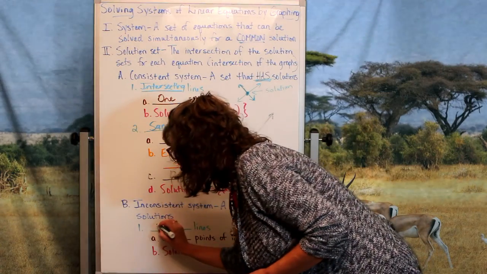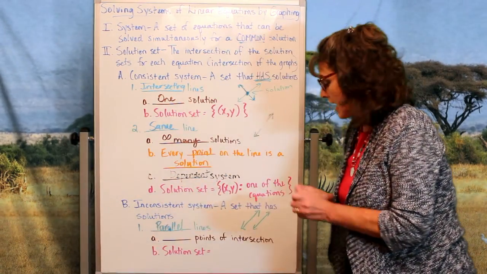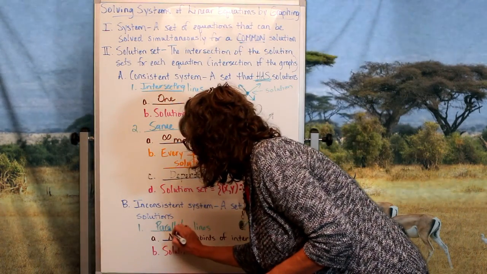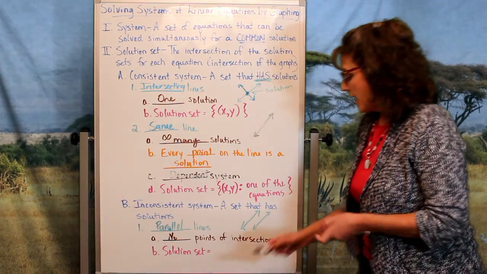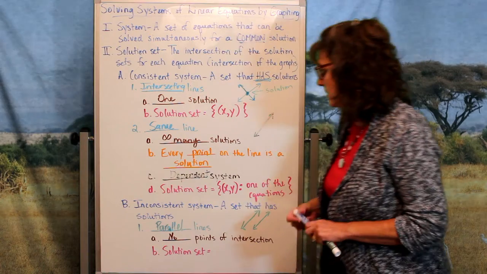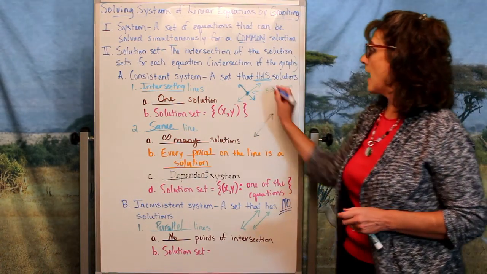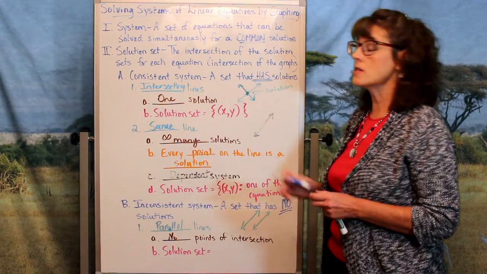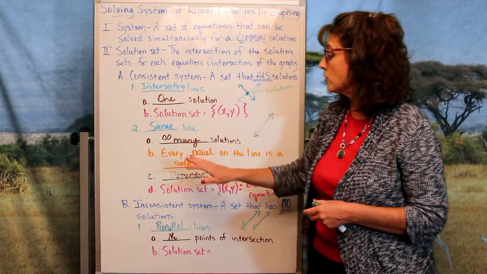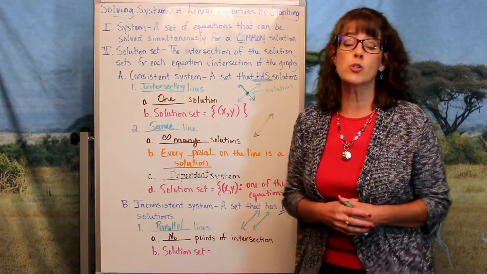So if I have parallel lines, then that means that I have no points of intersection, in other words, no solutions. And this is what we call an inconsistent system, because an inconsistent system is a set that has no solutions. None. As opposed to your consistent system that says, yeah, I've got some solutions in there. I'm just not sure if I have only one solution or infinitely many solutions, but I've got them. This one says, nope, no solutions at all.